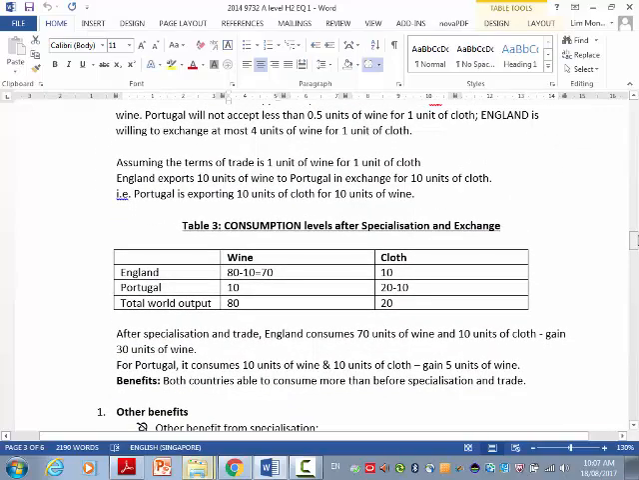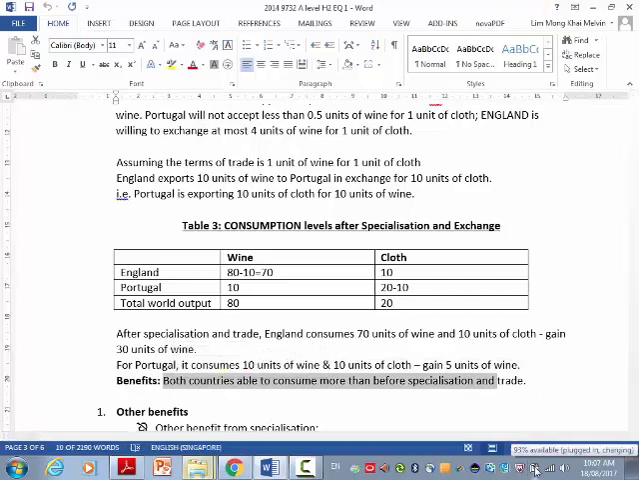Benefits of exchange would then be, for the individual countries, if you compare this set of numbers and the other set of numbers, you can see that with trade or exchange in this context, they're actually able to consume more than before for both countries. But of course, the assumption here is that when you trade with one another, you need to establish the terms of trade. The terms of trade must be mutually beneficial. It must be favorable for both sides.